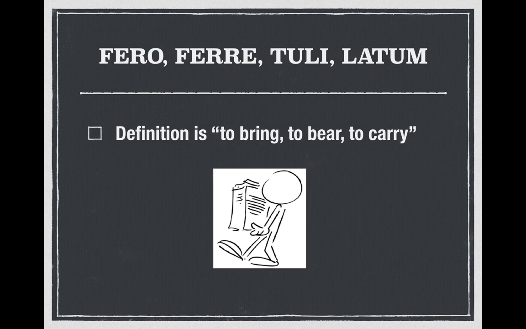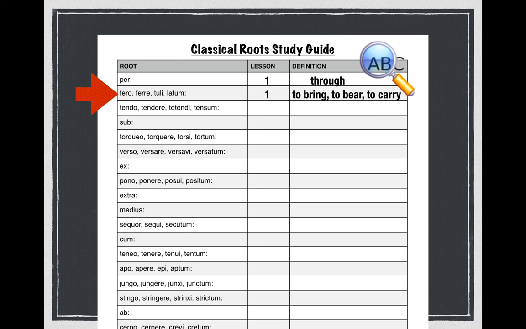We're actually moving on to a new root. So you're going to need to get your root card out again. And the definition for this set of roots is to bring, to bear, or to carry. You do need to know all 4 of these variations of the root because they might appear on your quiz independent from the others. So make sure that you know all of them. And if you take a look at your root card, you'll see they're all listed there, and you can write that this is lesson 1. And they mean to bring, to bear, to carry.